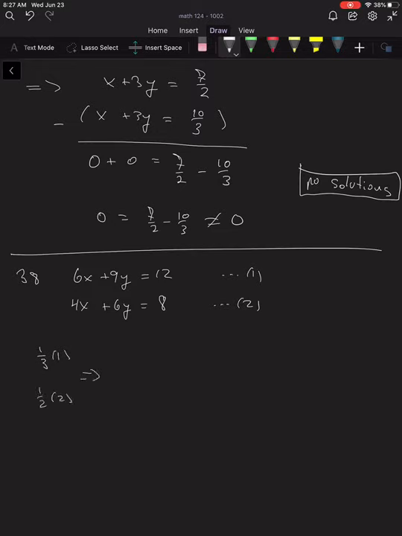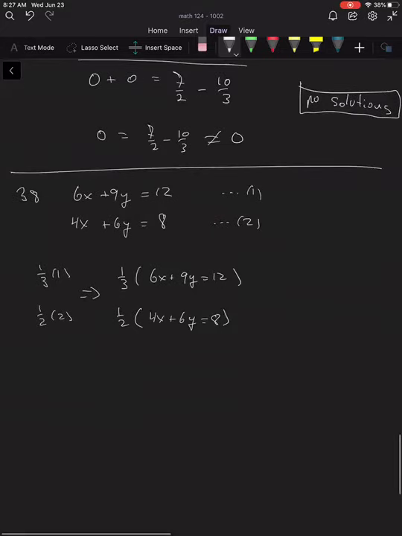So 1/3 of the first equation, 6x plus 9y. And 1/2 of the next one, so 4x. And so what we get for the top equation is 2x plus 3y is equal to, oh, sorry, 12 divided by 3, which is 4. And on the bottom, we'll have 2x plus 3y, and then 8 divided by 2, which is 4.